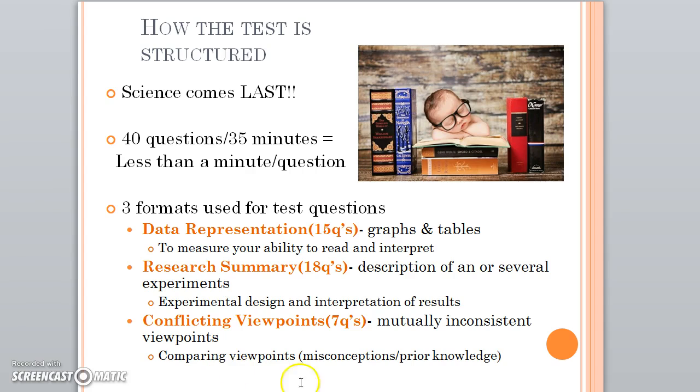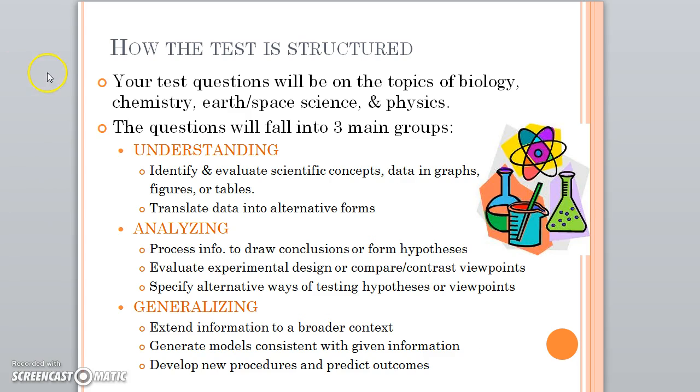Now at this point, sometimes your misconceptions or prior knowledge can actually hinder you. So when you read a conflicting viewpoint, please take it at face value. Okay, so what will you see? You'll see biology content, chemistry content, earth and space science, and physics.